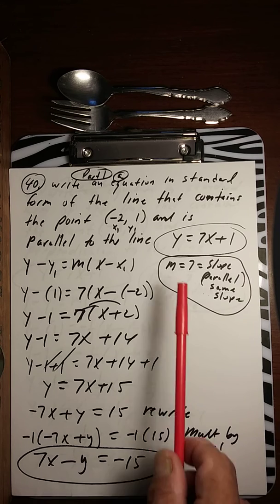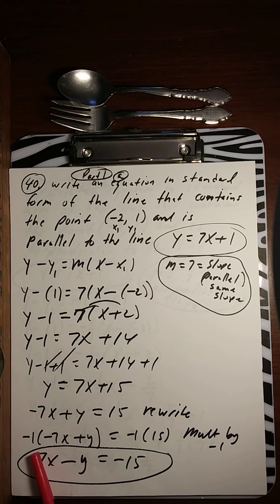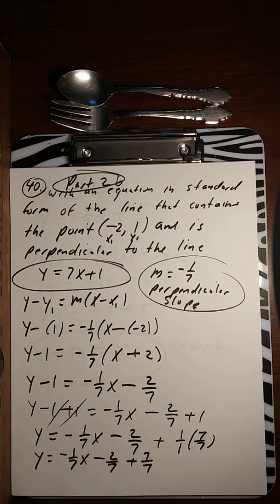Now rewrite it in the other form. So we're going to multiply. Bring this over here. Negative 7x, rewrite it. And then multiply by negative 1, negative 1. So it's going to be 7x minus y equals negative 15. That's the form they wanted it in.